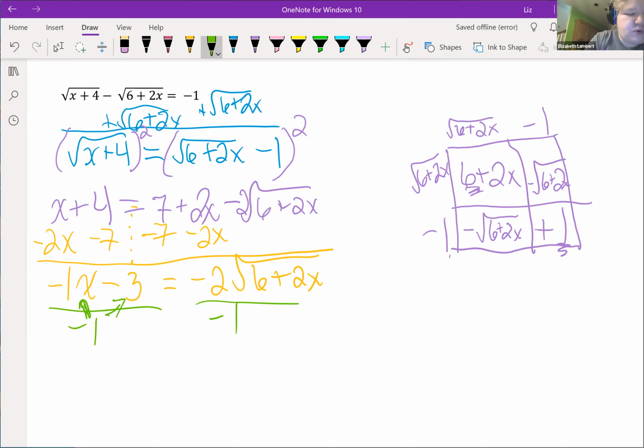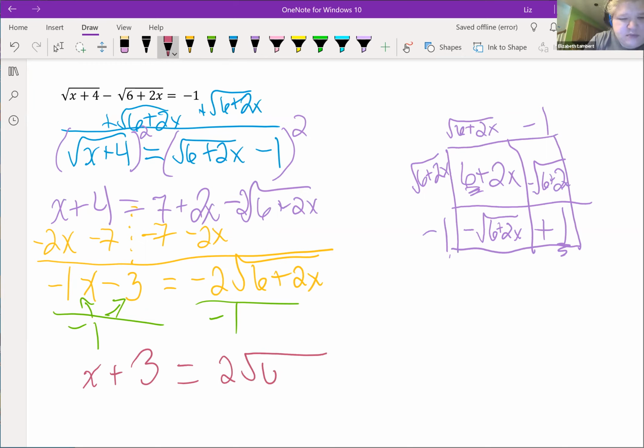That is a really horrible arrow. All right. So now this is x plus 3, much nicer to look at. And now this is a positive 2 and the same radical. Now we're going to square both sides. All right, left side is going to be a binomial that works out pretty nicely.